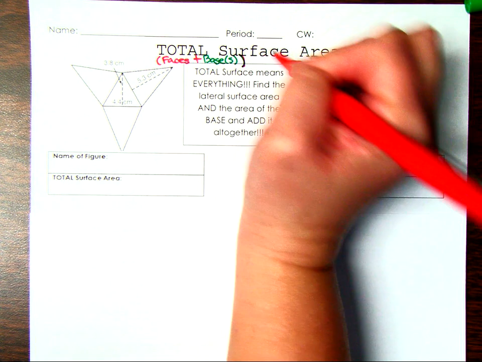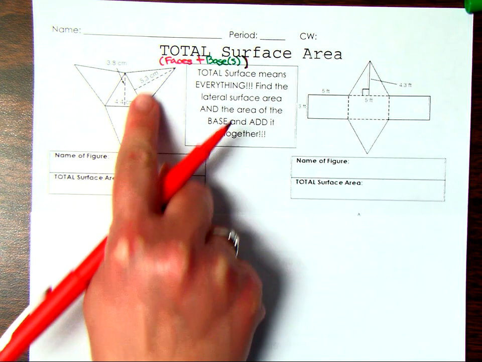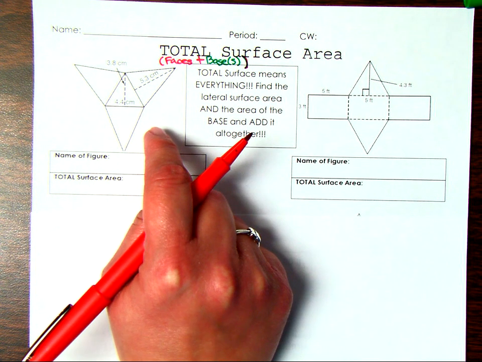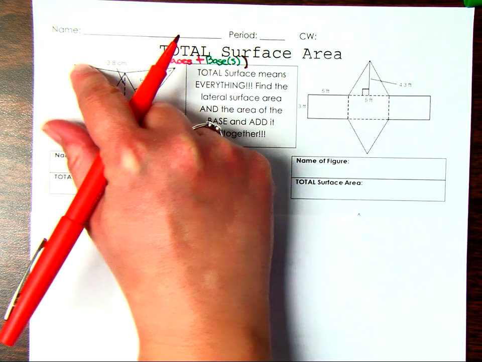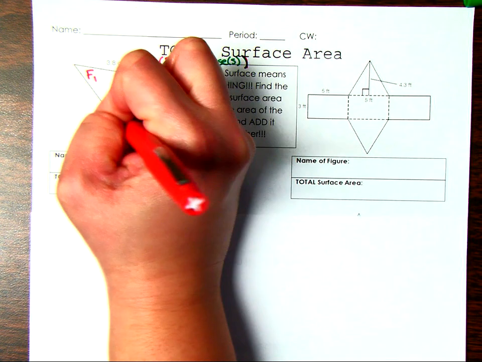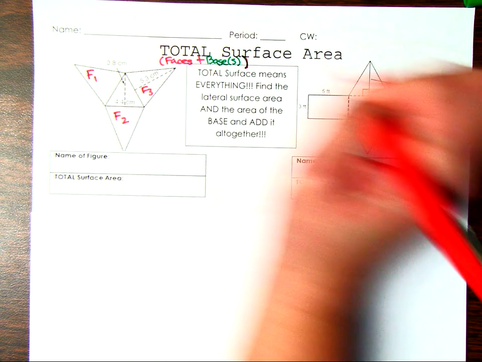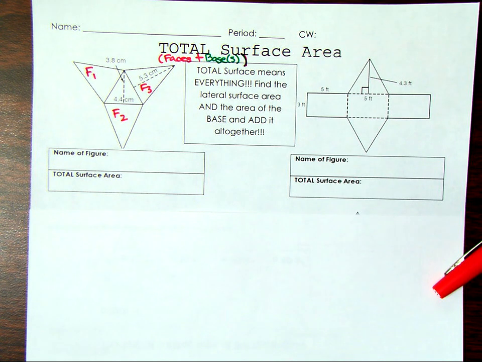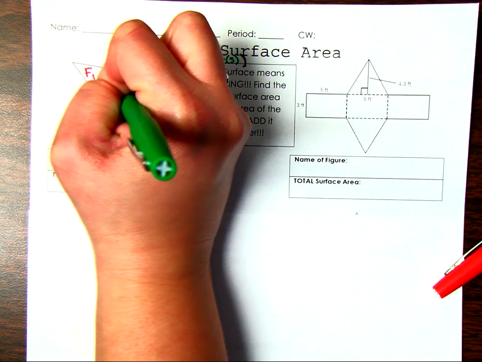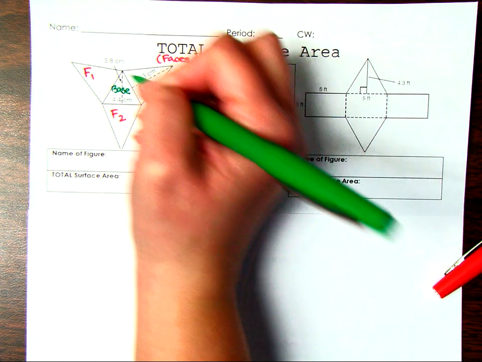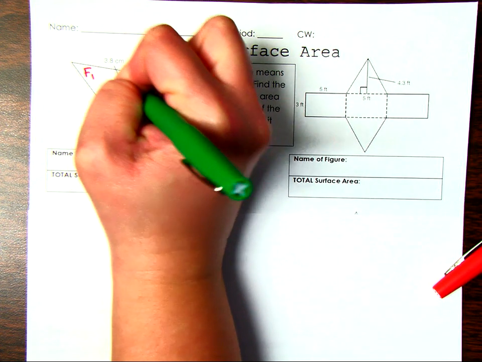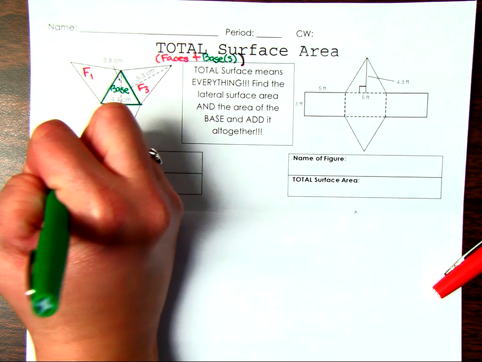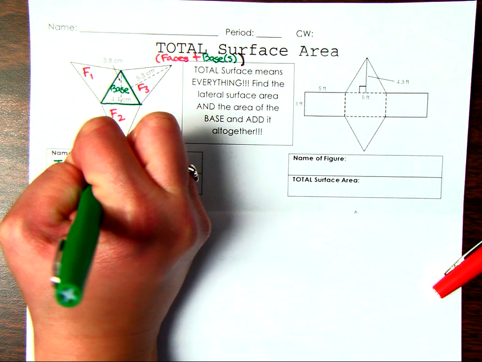Okay, so for example, we can see right here we have all triangles. So if you see all triangles, that means that they're going to fold up because these are your faces right here. So we can say face 1, face 2, and face 3. And remember, a pyramid has one base, and it's going to be in the middle. Okay? So this base, this triangle, is going to be the base. So the name of the figure is going to be a triangular pyramid.